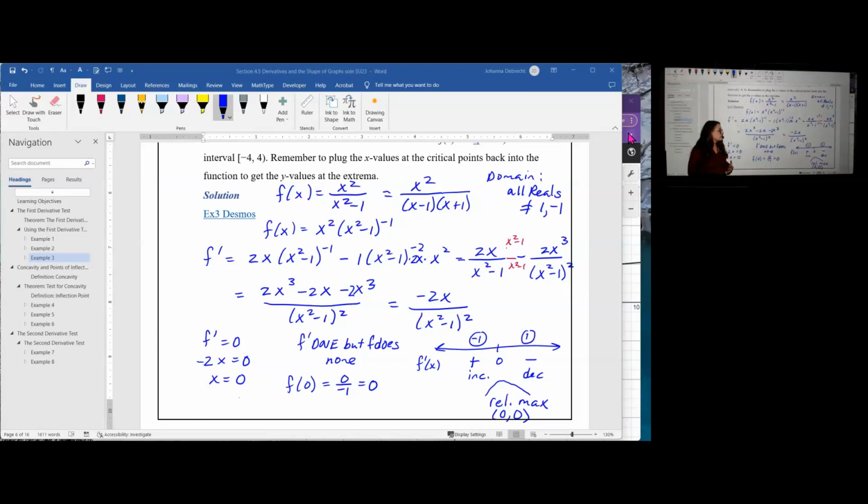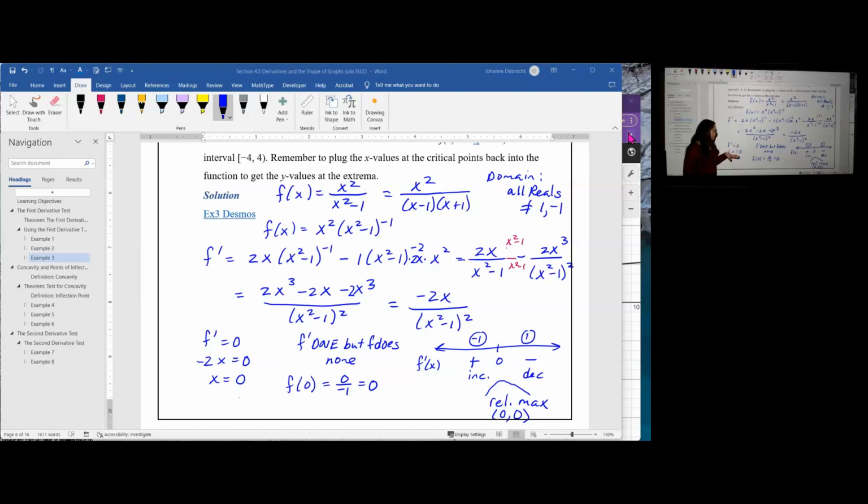So I got a common denominator by multiplying by x² - 1 over itself, which is equal to 1. This gave me some cancellation in the numerator, and I ended up with -2x over the denominator squared. You would have gotten the same result from the quotient rule. The next thing I want to do is locate the critical points.